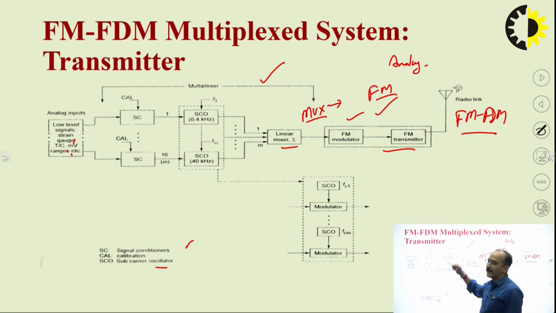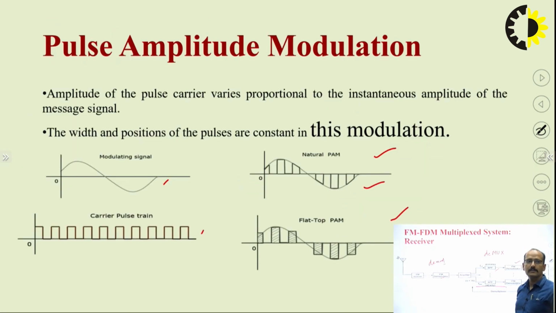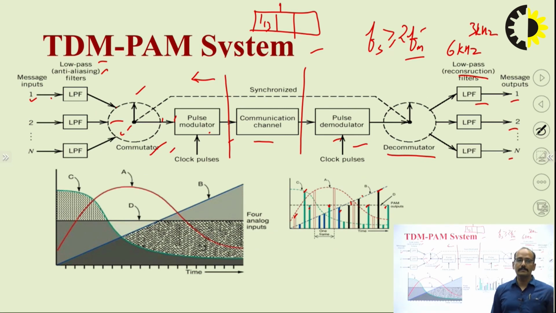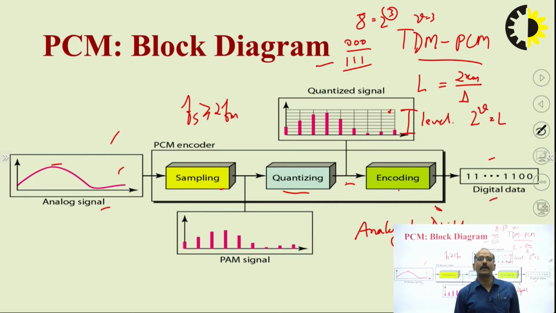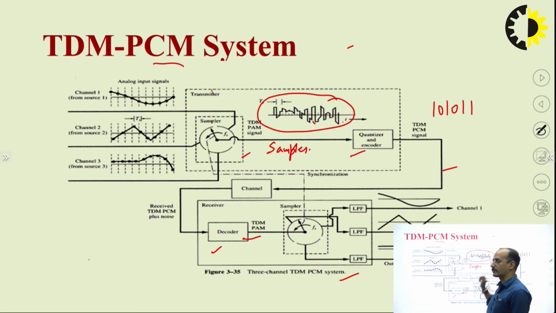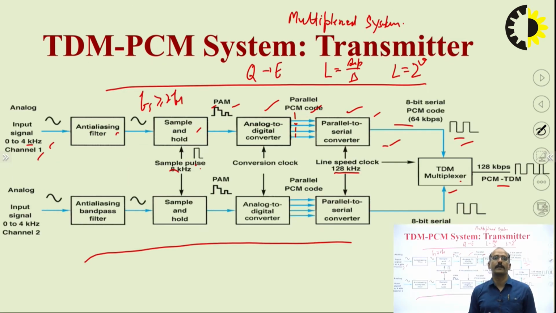For performing the FDM we use the same frequency modulation part, but with the subcarrier frequency. That's why we use the subcarrier oscillator here, and the subcarrier oscillators modulate with the local oscillator. So this is about the FM-FDM system. Similarly, when we use a TDM system for multiplexing and a PAM system for modulation, we get this TDM PAM multiplex system. And the third one and the most important part is the PCM TDM system, which I already discussed.